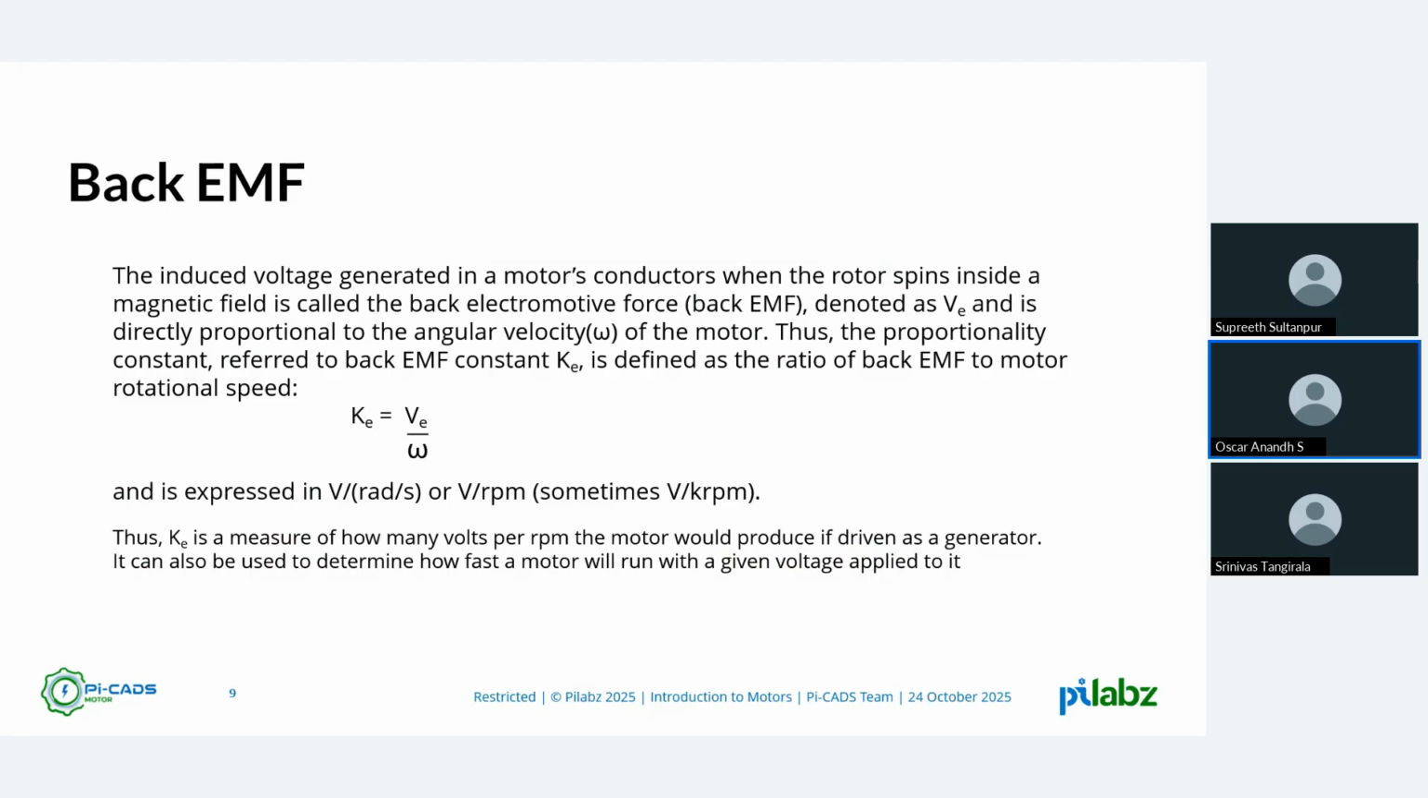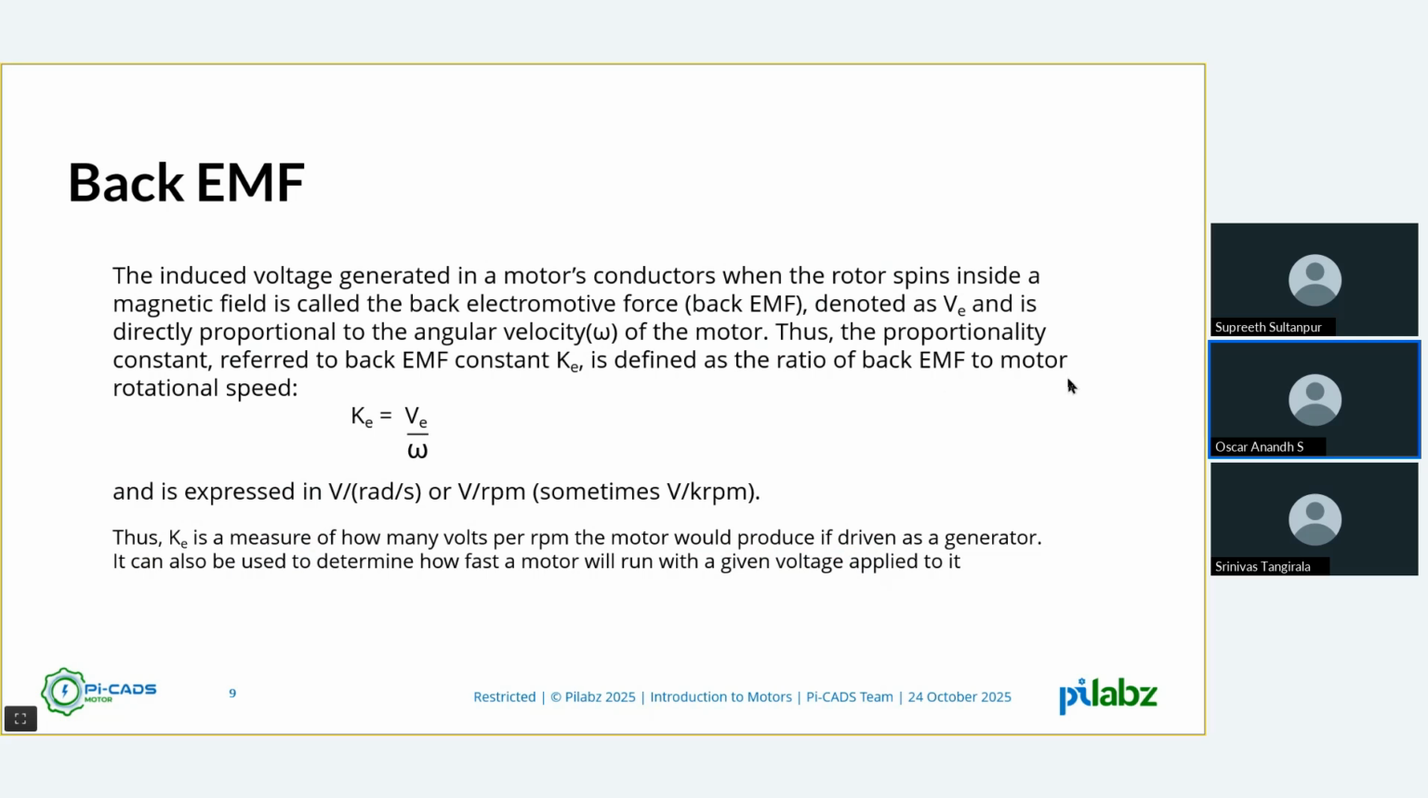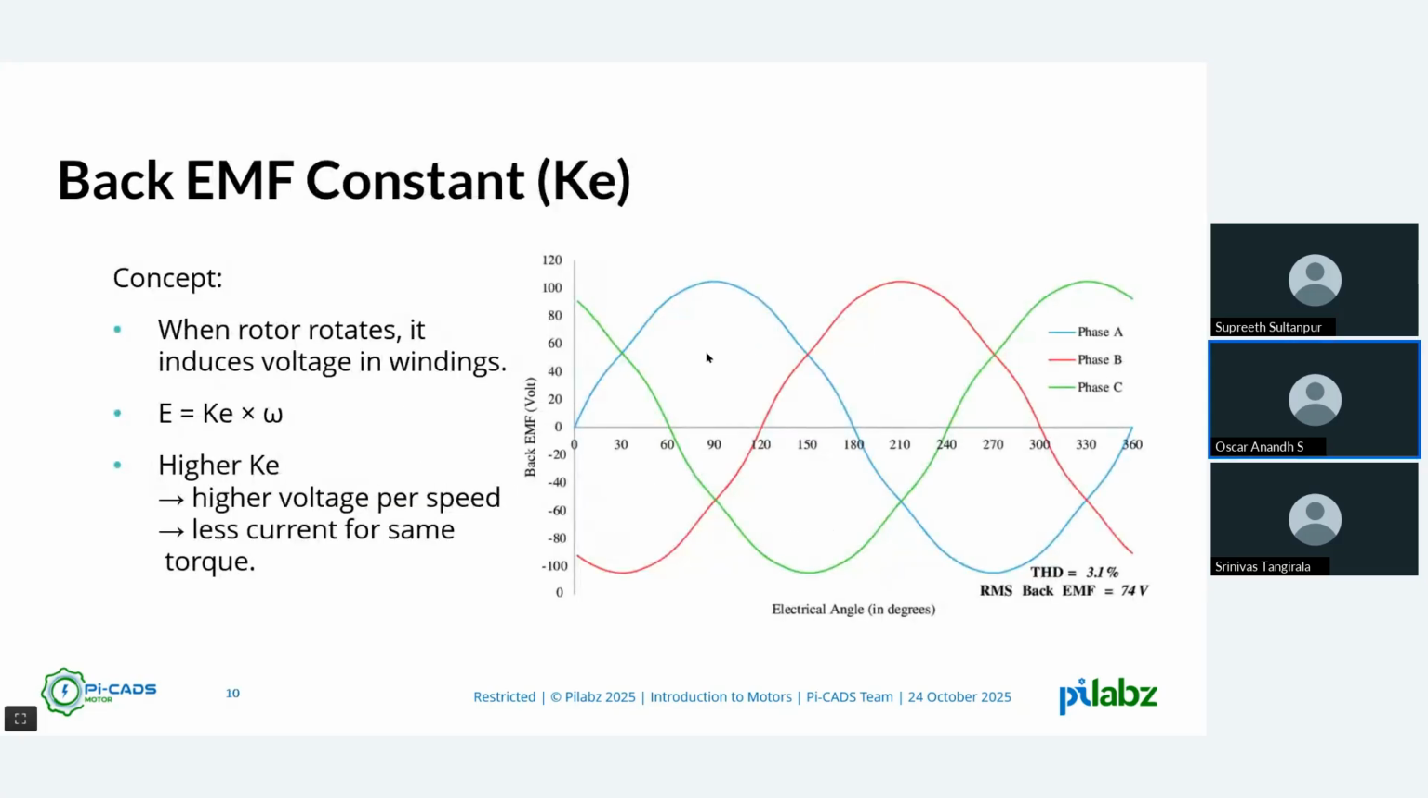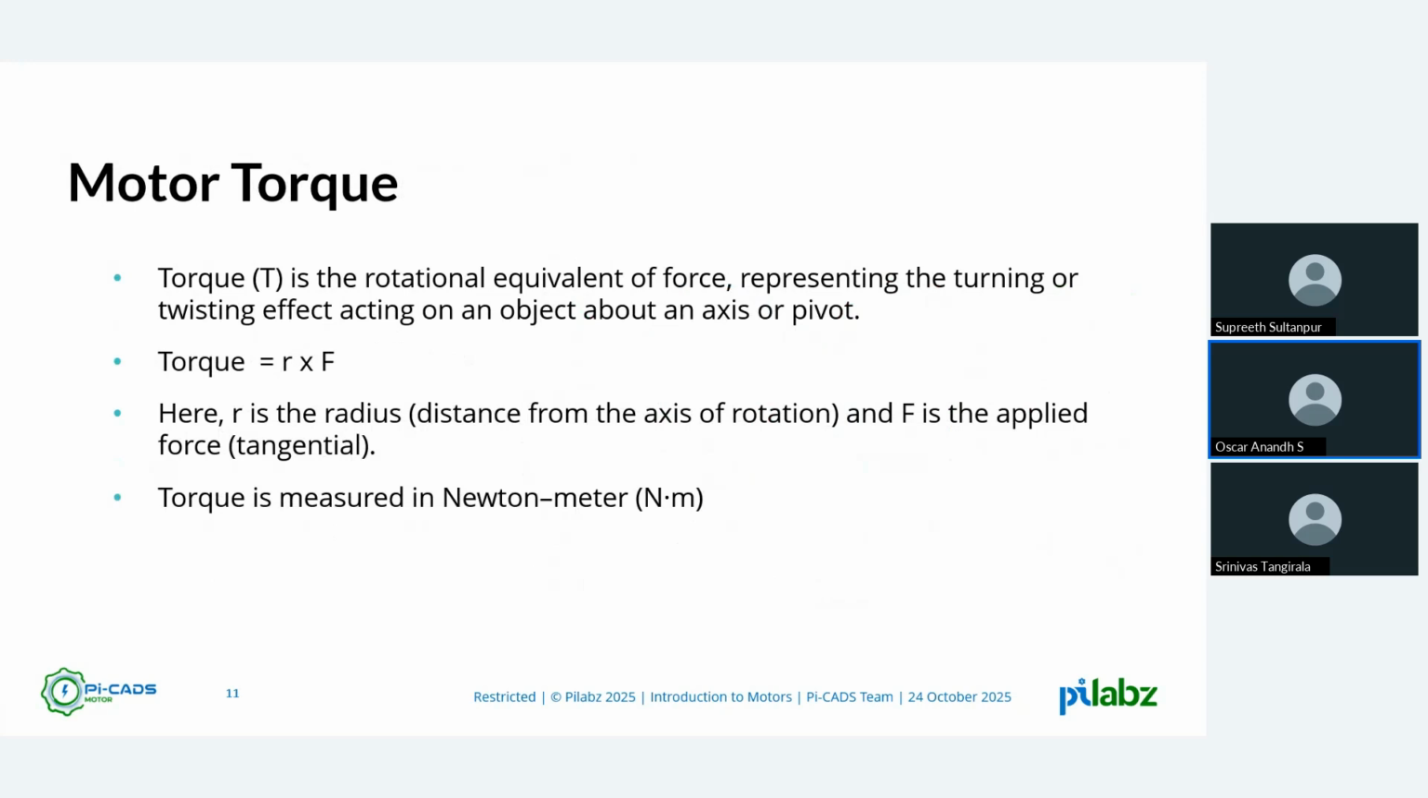Imagine a ceiling fan that is already running. If you try to spin it with your hand, you will feel a resistance. That resistance happens because the motor is generating voltage. This generated voltage is back EMF. When the motor spins fast, there will be a high back EMF. When it spins slow, there is low back EMF. And this is a graphical representation of back EMF. You can see the equation for this back EMF. Now let's see what motor torque is.